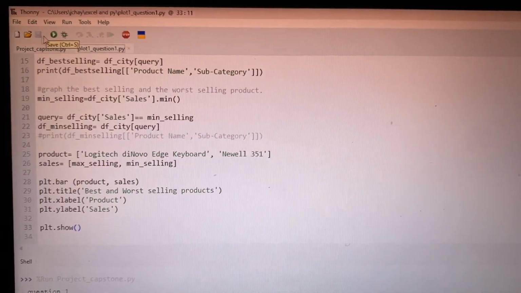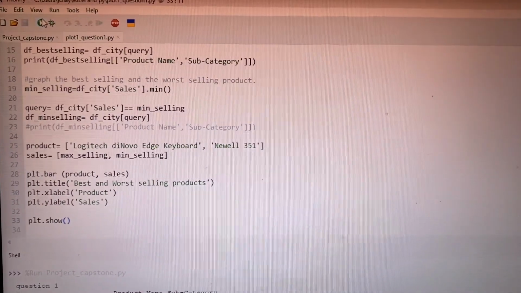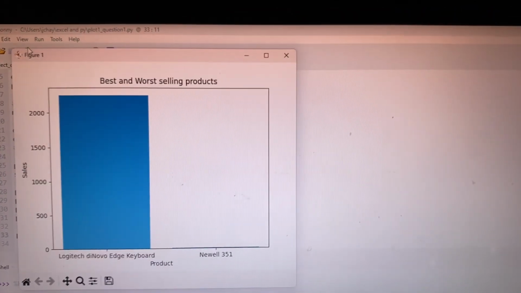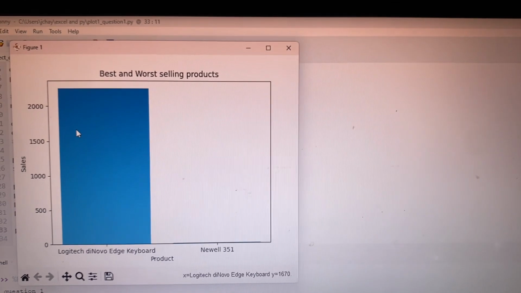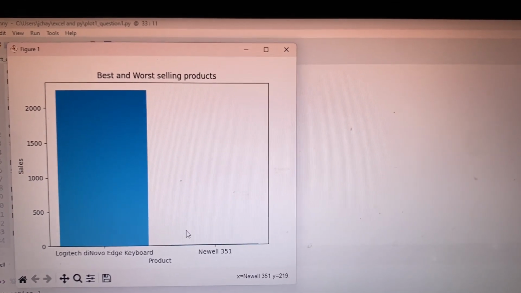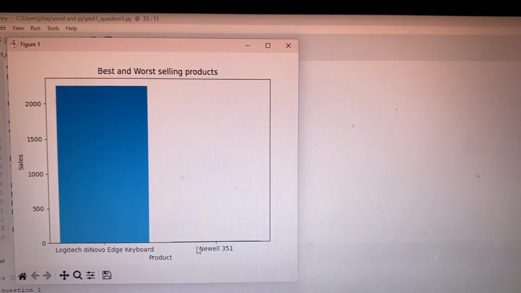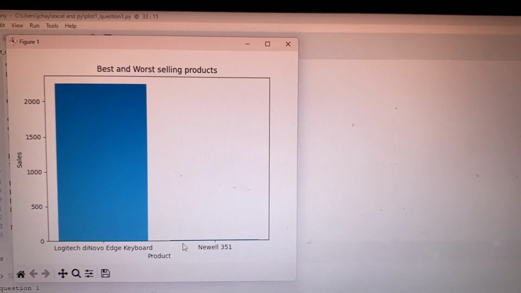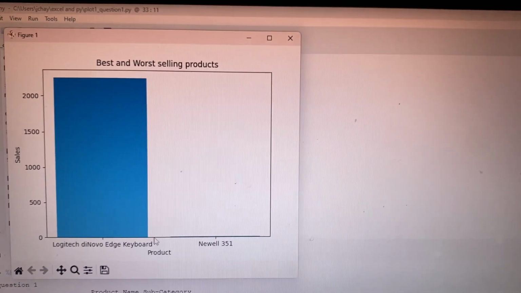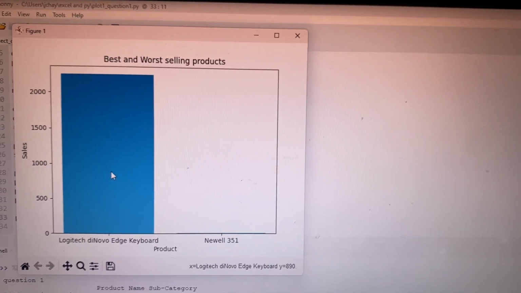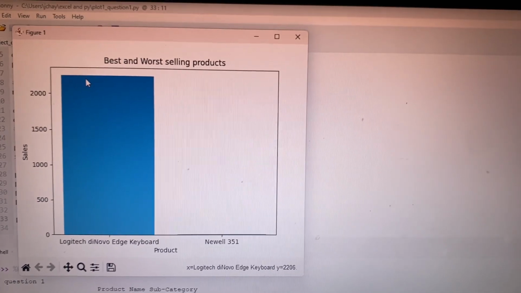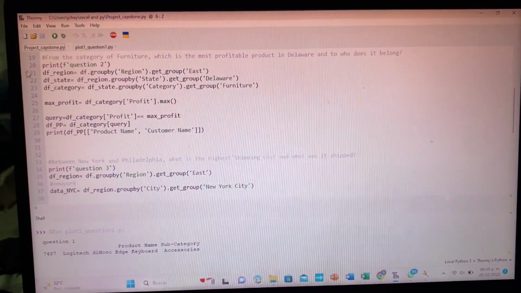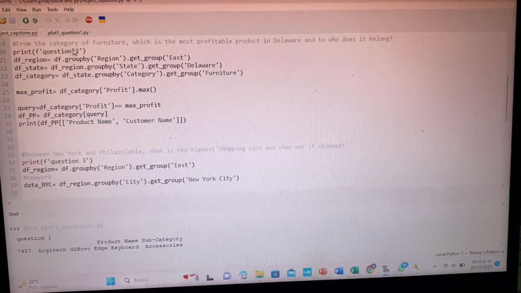which shows like this. Which obviously you can see that there's a very big difference. There's like maybe 1, 14, I don't know. This is a very little number, which is the worst-selling product, and the best-selling product, which is over 2,000. The second question that I made was from the category of furniture.